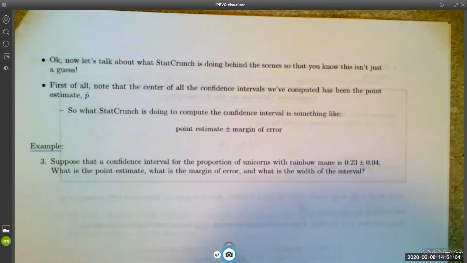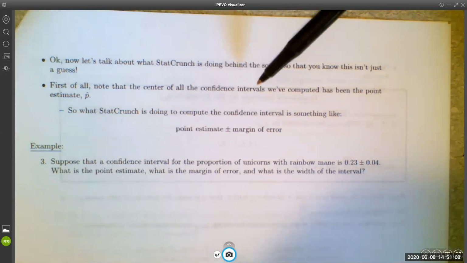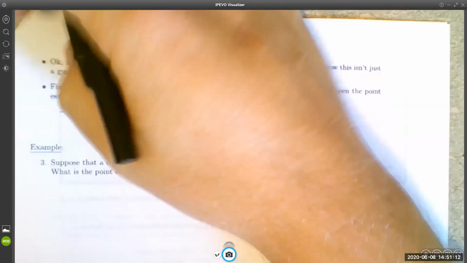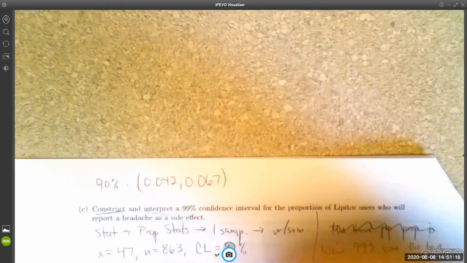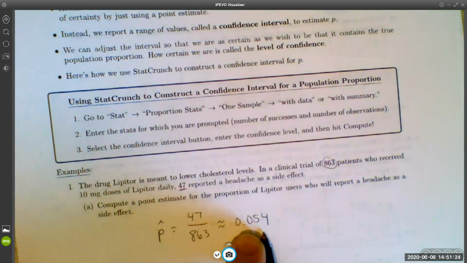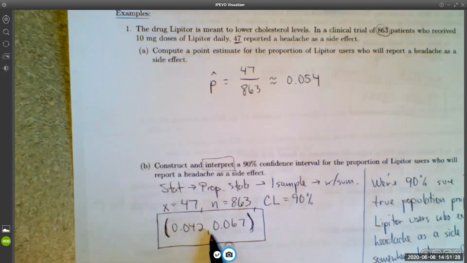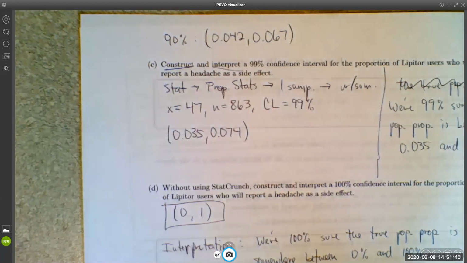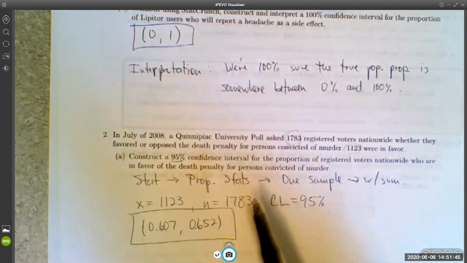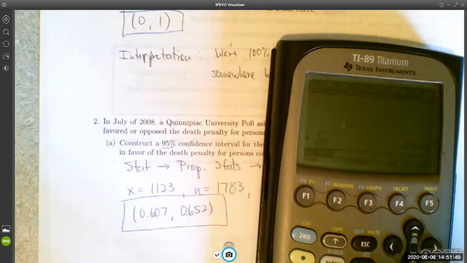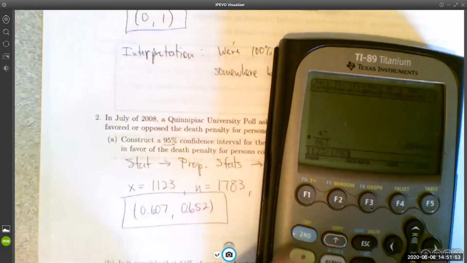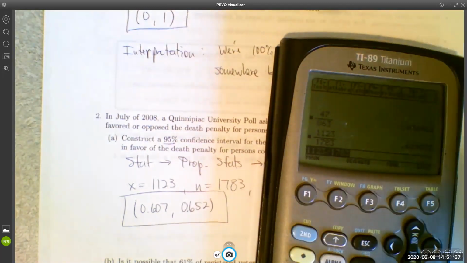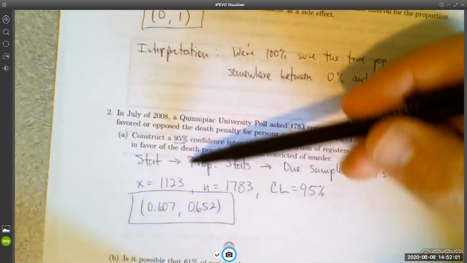Okay. So here's what Statcrunch is doing. First of all, note that the center of all the confidence intervals we've computed has been the point estimate p hat. We saw that pretty clearly in the first example. Our point estimate was 5.4%. When we constructed our 90% confidence interval, 5.4% is right in the middle of this interval. When we constructed our 99% confidence interval, again, 5.4% is right in the middle. So our point estimate is always right in the middle. Here, we didn't actually compute it, but we could do that real quick, right? 1123 out of 1783 is almost 63%. And sure enough, 63% is right in the middle of this interval.